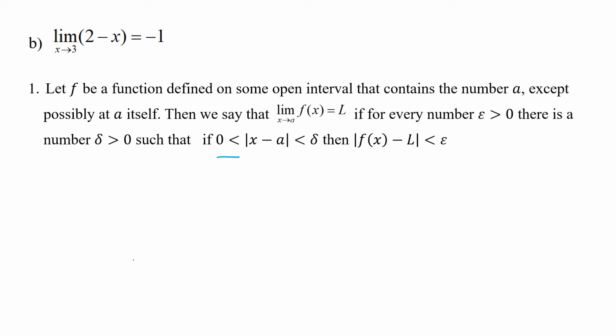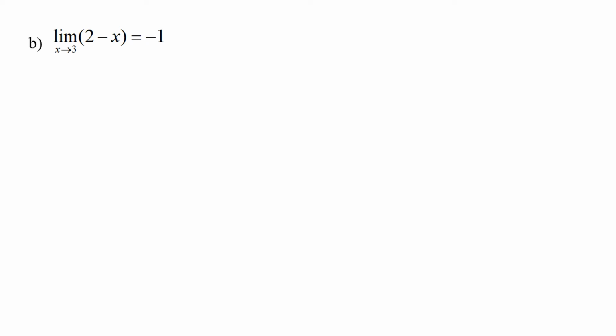We're going to use this piece here, to prove this is true for our limit. So let's get a little more space. And now let's translate our limit into that piece of the proof that we need. So this 3 is our a, this 2 minus x is our f of x, and this negative 1 is our L, the limit that we are approaching.